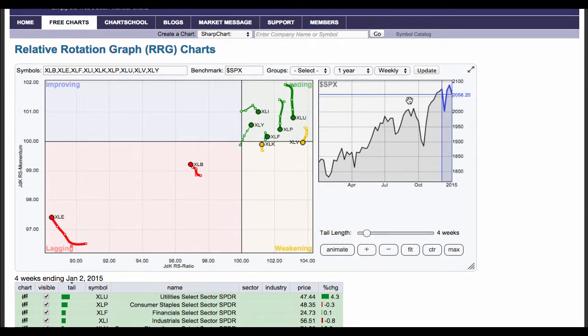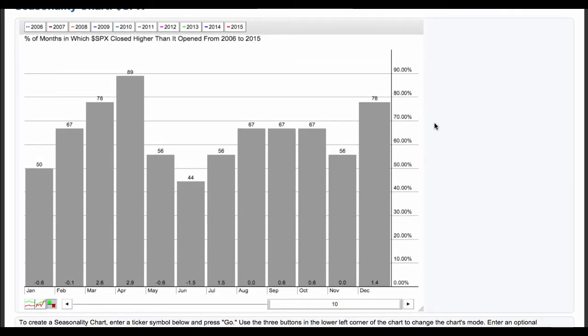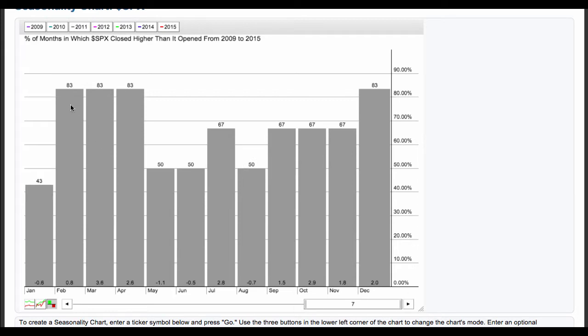Now, looking at seasonality on a monthly basis going back 10 years, we can readily see that February, March, and April have the best percentage months with respect to closing higher than they opened for the month. January is at 45%, and then February and March are both 70%, and of course April is the highest at 80%. So these 3 months look really good for the year. Now if we sort this since 2009, we can see 83% for February, March, and April.